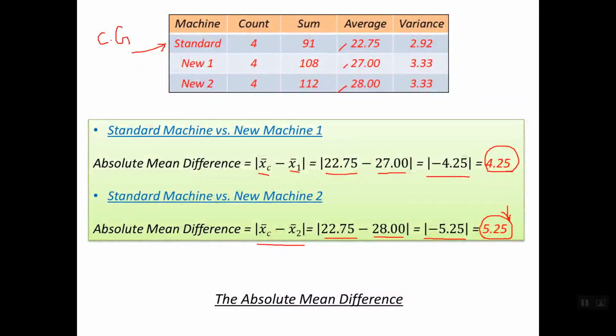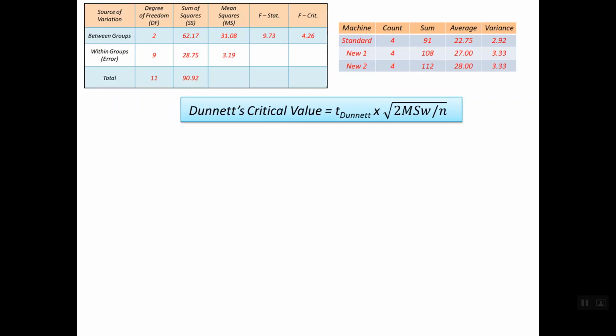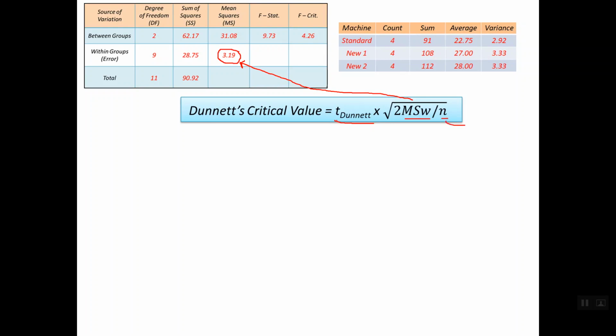Now let's see how to calculate the value for the Dunnett test. This is the formula for the Dunnett critical value. First, we should determine the value of T for Dunnett, multiplied by 2 times the mean square within, or mean square for the error. Mean square within is 3.19. It's already in the one-way ANOVA table. And regarding small n, it represents the number of observations in one group only, which is 4.